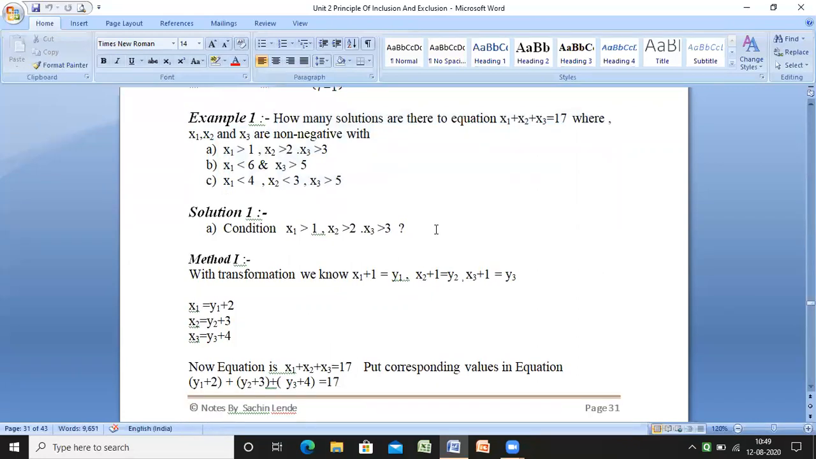So the first condition is x1 is greater than 1, x2 is greater than 2, and x3 is greater than 3. The condition is what we already mentioned. With satisfaction of this condition, we have to find the solution for this equation x1 plus x2 plus x3 equal to 17. So what we know is x1 is greater than 1. The value should be more than 1.